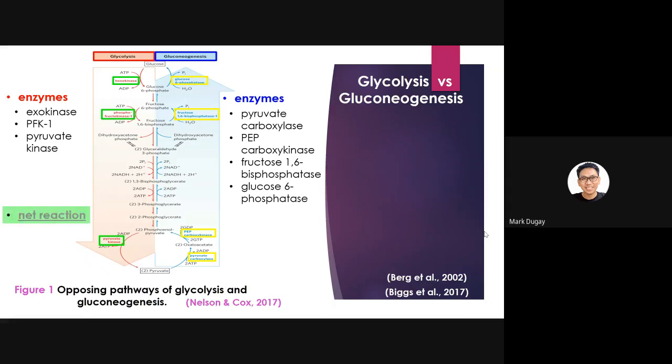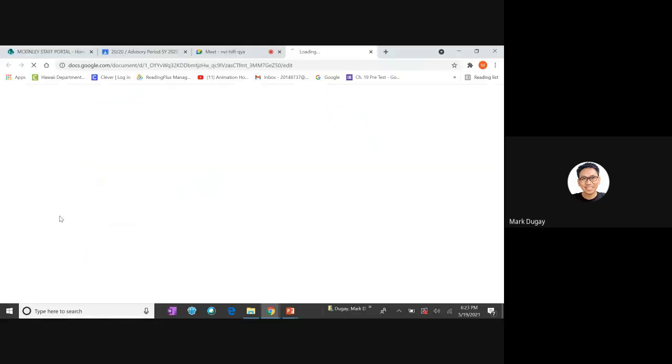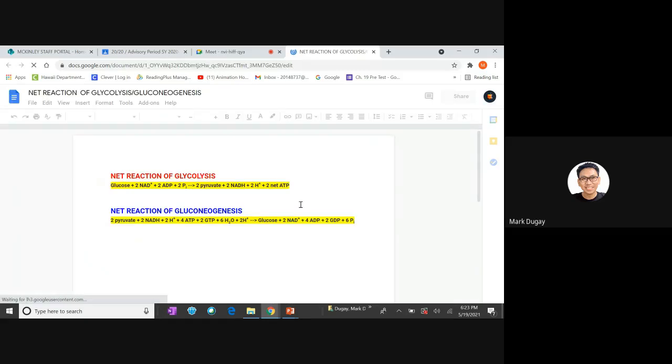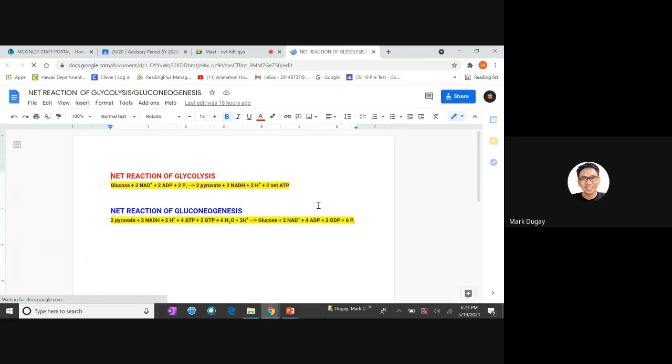So for the net reaction of each pathway, for glycolysis, these are the reactants. It needs glucose, 2 NAD plus, 2 ADP, and 2 inorganic phosphate. And the products are 2 pyruvate, 2 NADH, 2 hydrogen ions, and 2 net ATP.